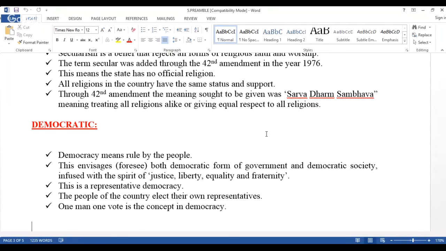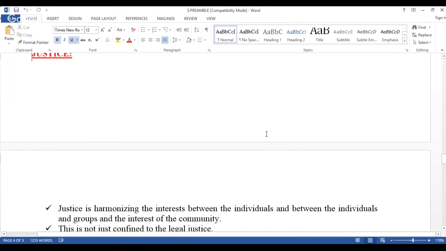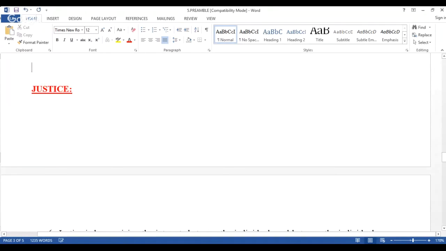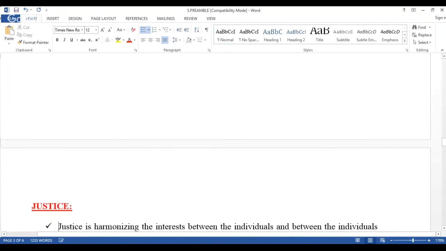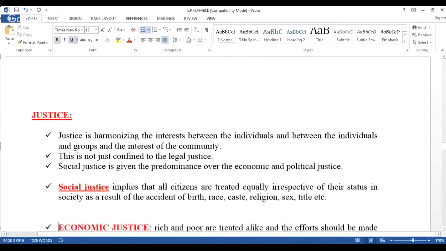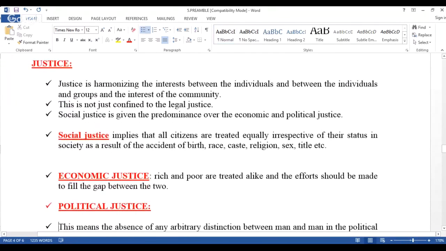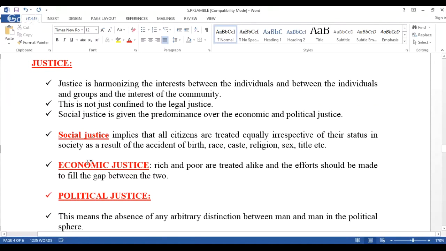Finish. So this is the meaning of the so-called democracy. Next, we'll see the concept of justice. This justice means what? Here, three justices. Yesterday also I was telling you: social, economic, and political.